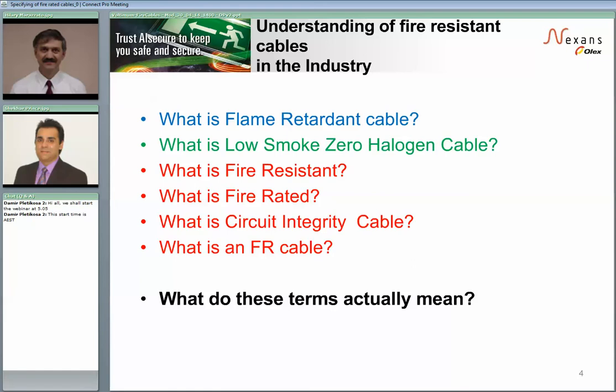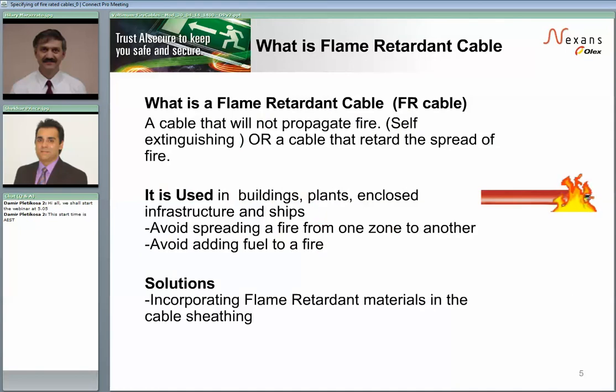Let's start with the next slide, which covers flame retardant cable. Such a cable is designed to only restrict the spread of fire by inhibiting combustion of the cable itself. It doesn't mean that the cable will not catch fire, and if there is a high energy fire, the cable will not only catch fire but will continue to burn. But once the energy source is removed, it will self-extinguish and will not by itself propagate the fire. The cable thus aims to retard the spread of fire.